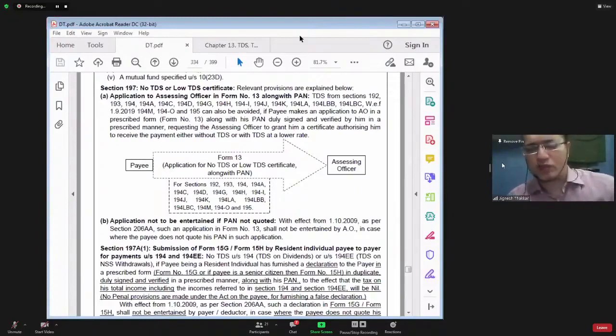Up to 2,50,000 no tax. Above that 5%. But because of rebate under section 87A, his tax liability will be 0. Yes or no? This tax liability will be 0.